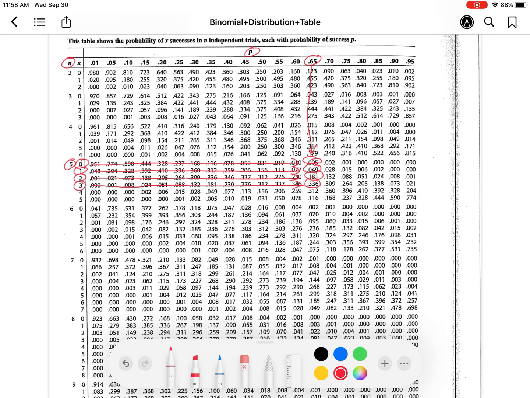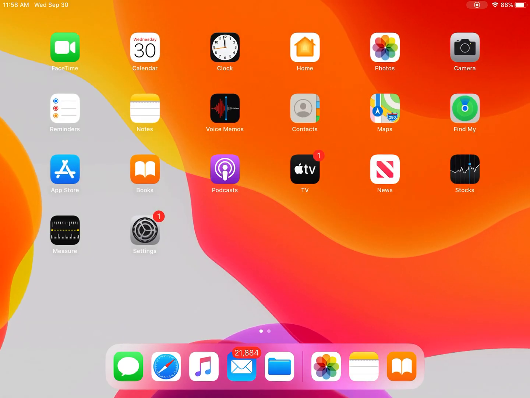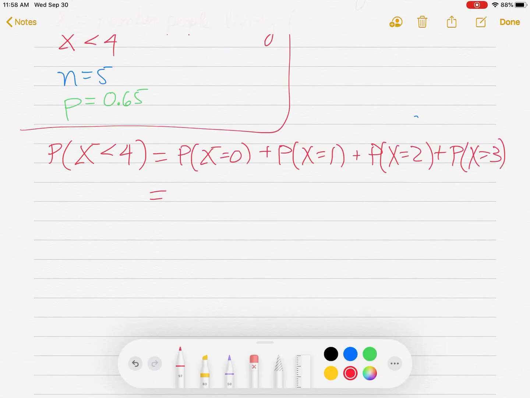0.005 is going to be for 0 people alive. 0.049 is going to be for 1 person alive. 0.181 is going to be for 2 persons alive. And 0.336 is going to be for 3 persons alive. So let me write those down. 0.005, 0.049, 0.181, 0.336. Okay, so I have them written down.